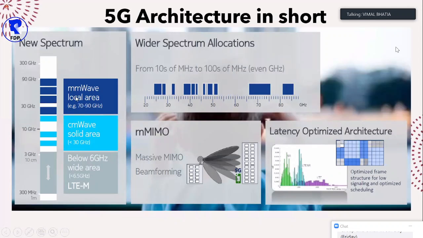So if you look at this left line slide, new spectrum. Till, let's say, the 1G, there were not many mobile phones, but from 2G, 3G, and 4G, they all use the same bands for mobile communication. But here, in case of 5G, we're looking at three different bands, because they're again designed for three different use cases. So we have below 6 gigahertz, centimeter wave, and millimeter wave, because again they are designed for different applications.